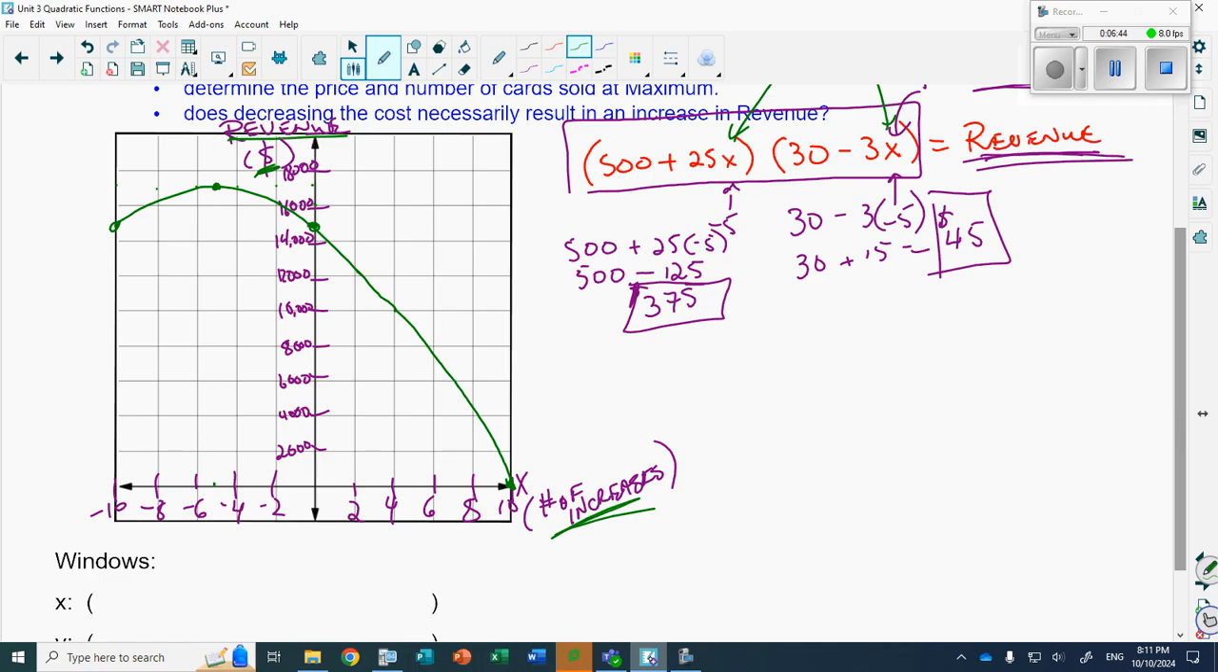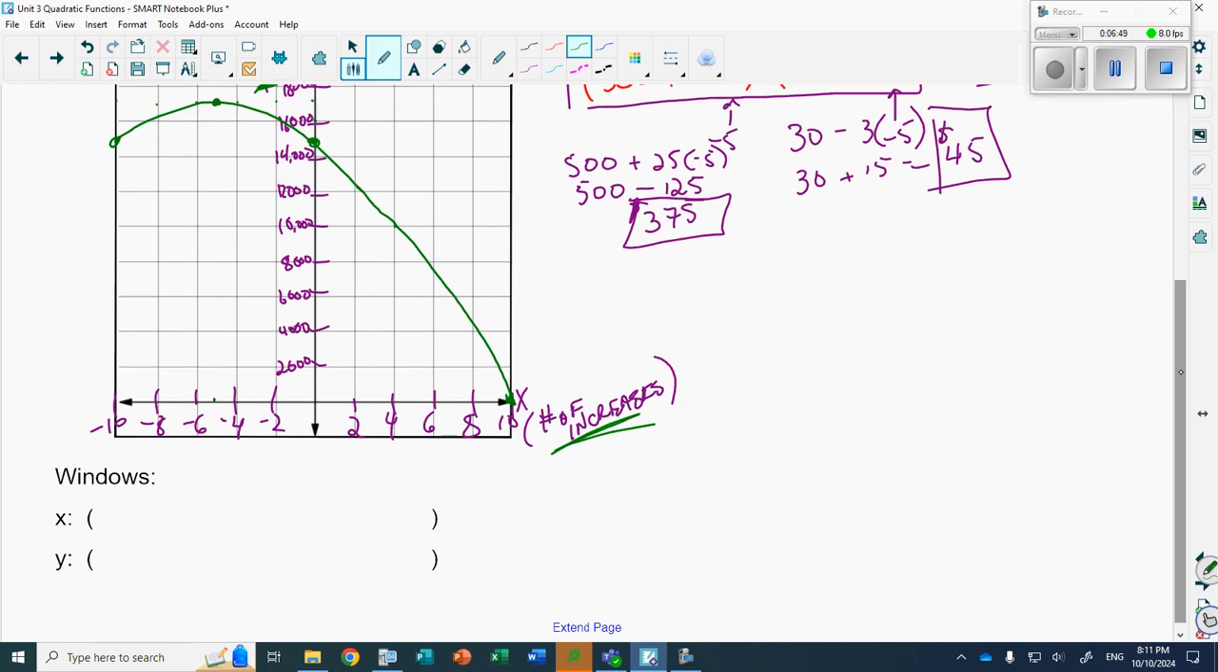So now let's put our window settings down. Think about our X window settings for a second. We went on our X window settings from -10 all the way over to +10. That's easy enough to do. But most importantly, look how we're going up by increments. We're going up in increments by 2.